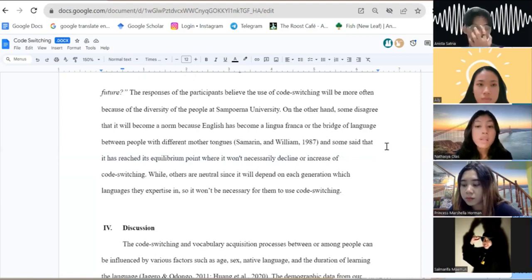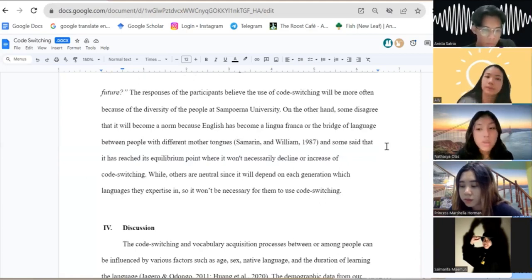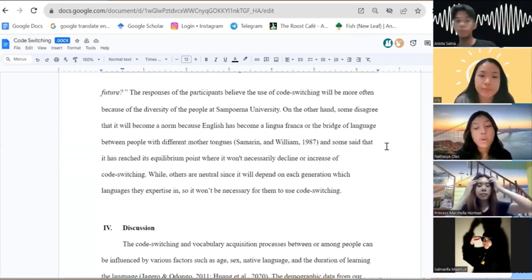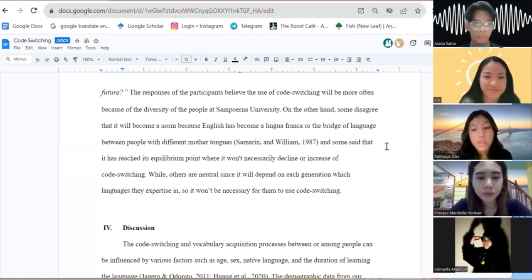On the other hand, there are also those who argue that code switching has reached a balance point and won't necessarily increase or decrease in usage. So it can be said that this use of language is stable. And there are also those who remain neutral on this matter because they think it will depend on each generation, on which language they are proficient in. And for them, code switching may not be necessary as everyone who says it will be common.